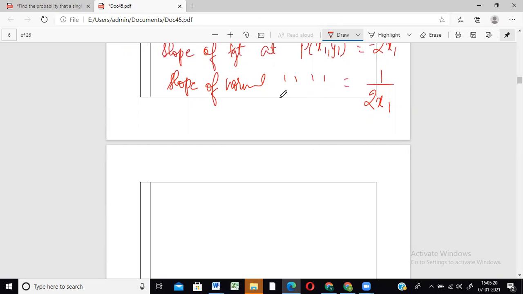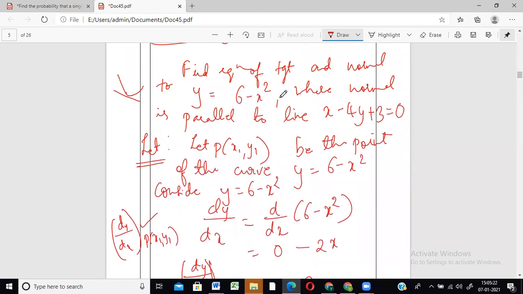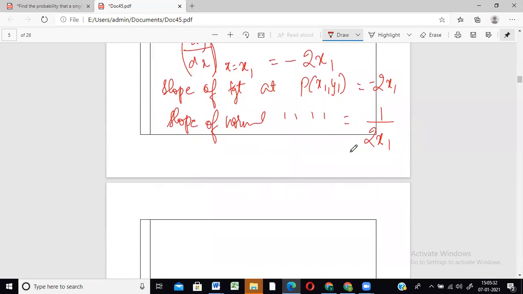What did they tell you about this normal? Normal is actually parallel to a line. That is what they said, correct? Normal is parallel to this line. Let us write the equation of this line: x minus 4y plus 3.